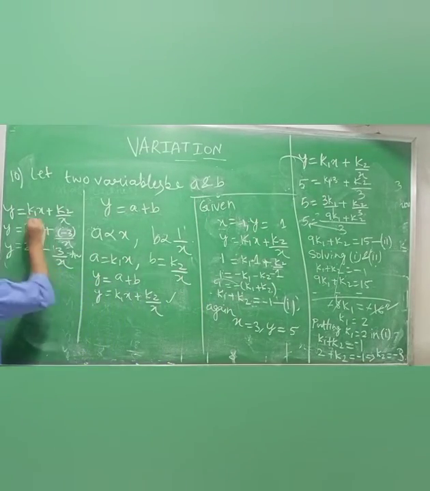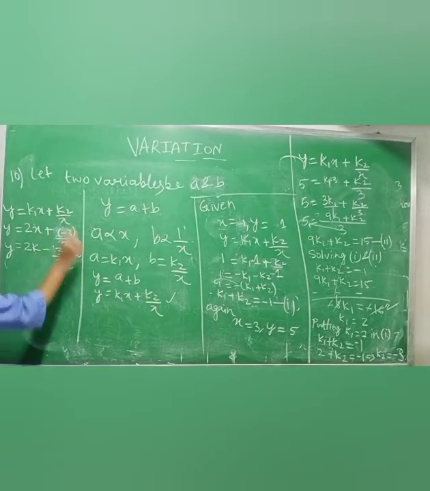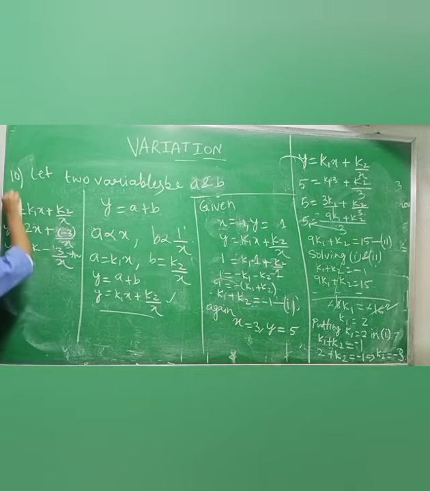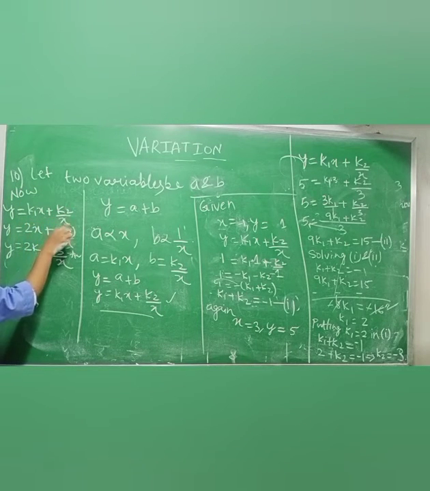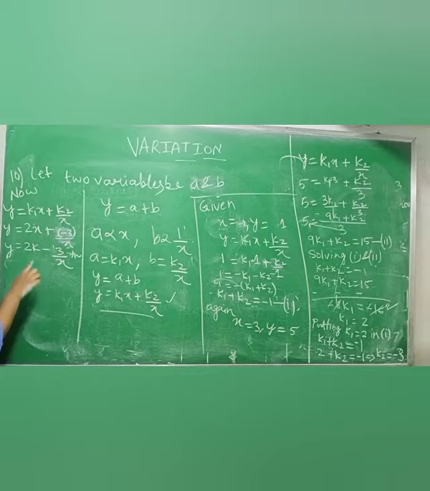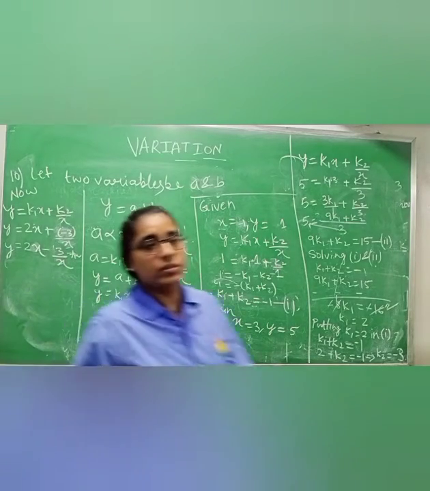Now putting the k1 value and k2 value in this equation, what will you write? Now y equals k1x plus k2 by x. In place of k1 put 2, in place of k2 put minus 3. So y equals 2x minus 3 by x. So this is the relation between x and y. Okay, copy this one.